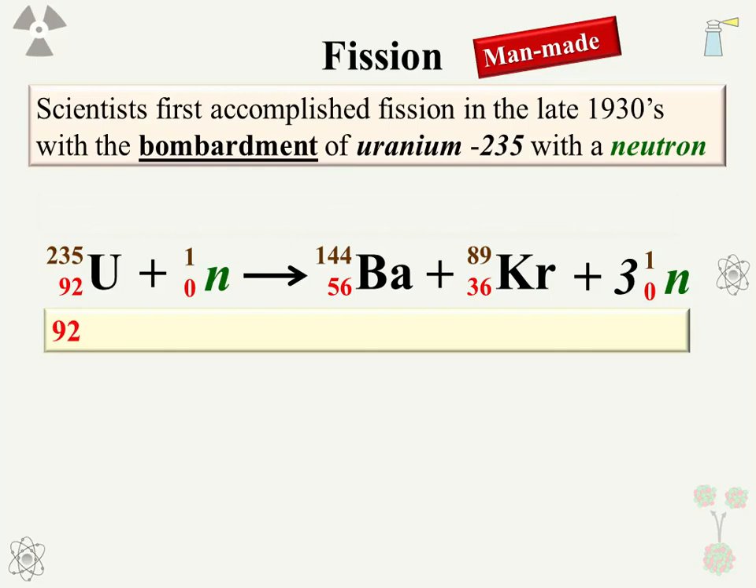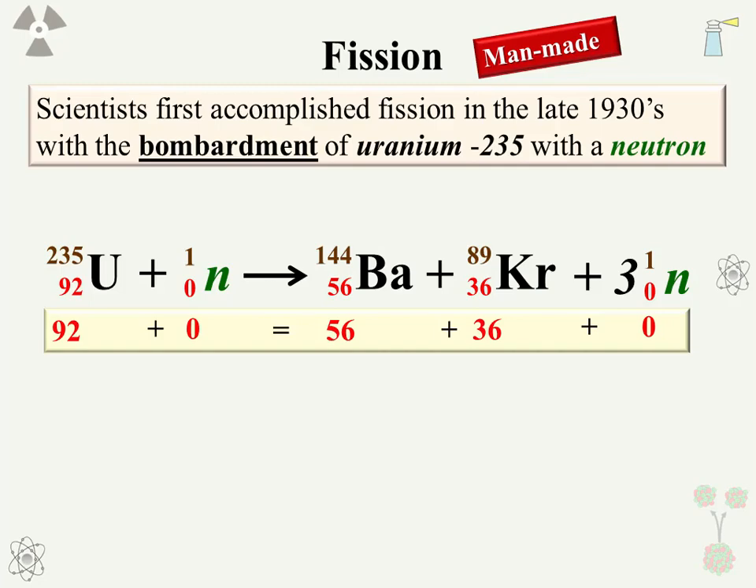Looking at charge, we have the 92 protons in uranium bringing a 92 positive charge, and the neutral neutron bringing no charge. Barium has 56 protons, and krypton has 36 protons. These 3 neutrons do not have charge. Both sides of the equation have a charge of 92. Yes, the equation is balanced.